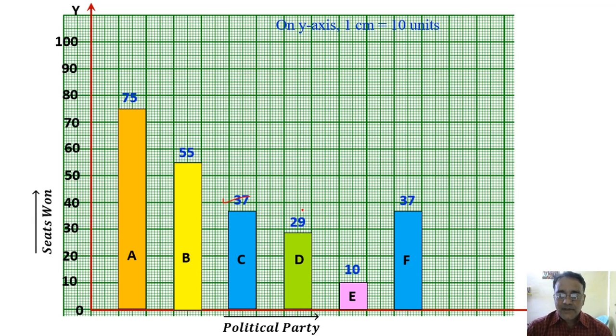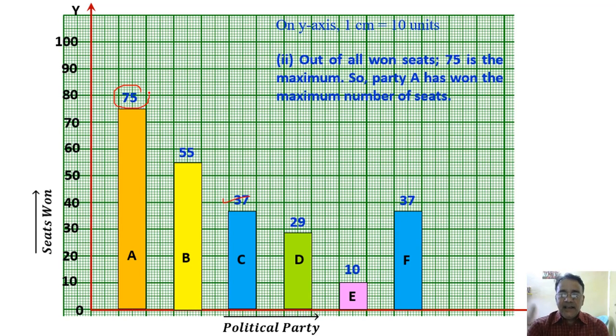No, sir. Okay. And we have already discussed the answer. Out of all the seats, 75 is the maximum number, and it is by political party A. So party A has won the maximum number of seats. So only 3 questions are there with respect to bar graph.